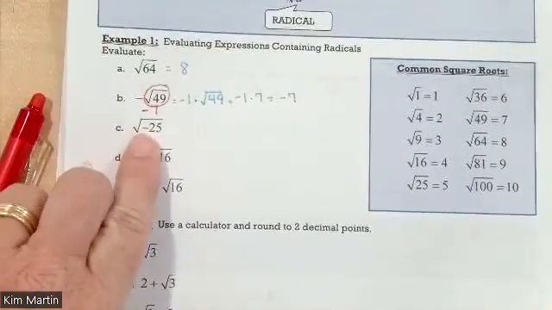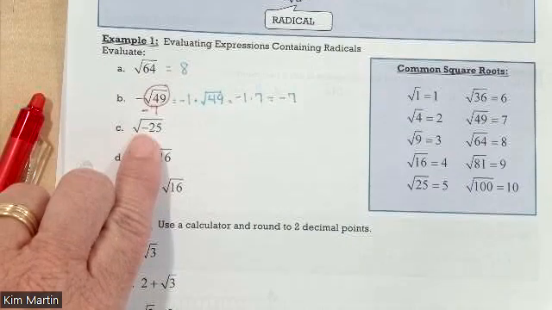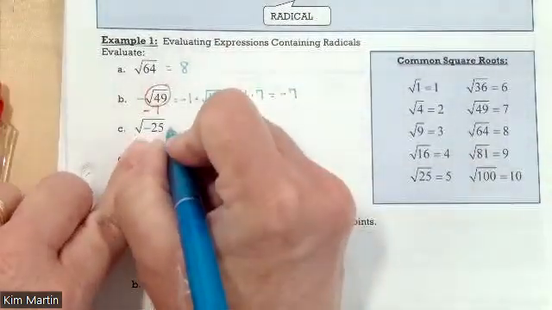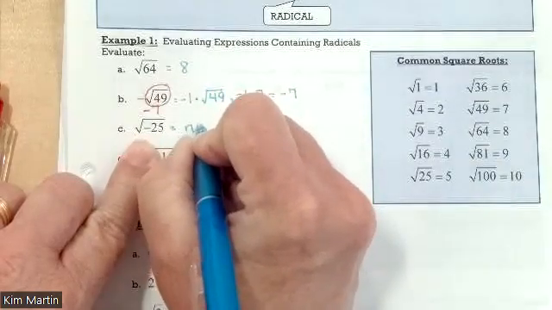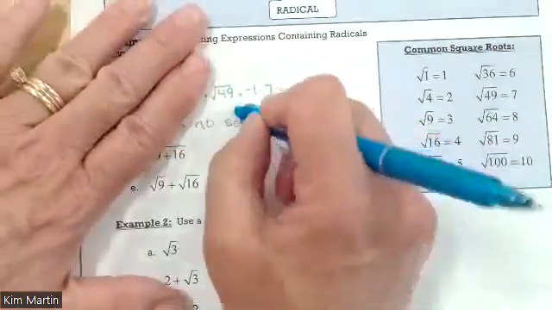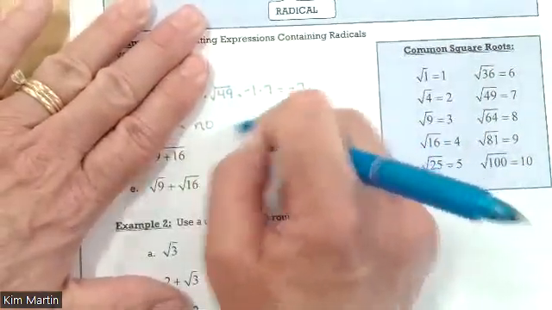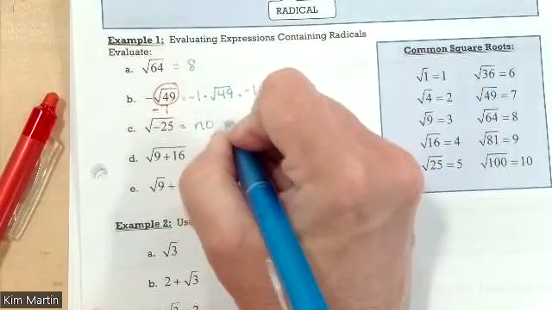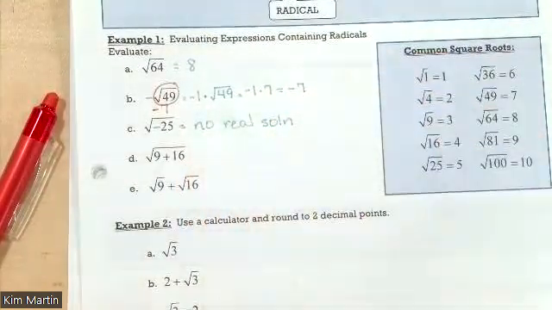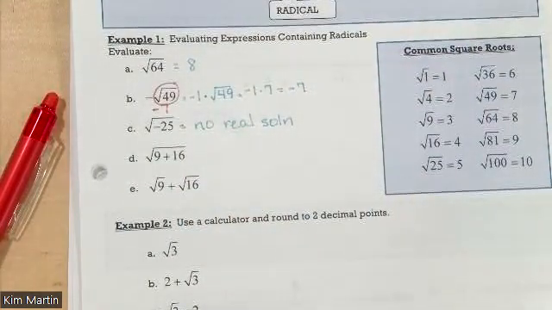Now, this one right here, if you do this on your calculator, okay, some of you are going to say 5. Well, 5 times 5 gives us 25, right? Then you're going to go, oh, it's -5. What's -5 times -5? +25. This here, for now, is no solution. Actually, no. In yours, it's going to be no real solution. That's what it's going to say. For my test, if you want to put no solution, that is fine.